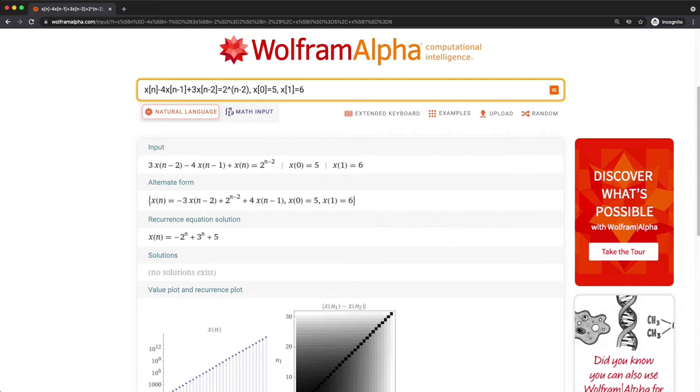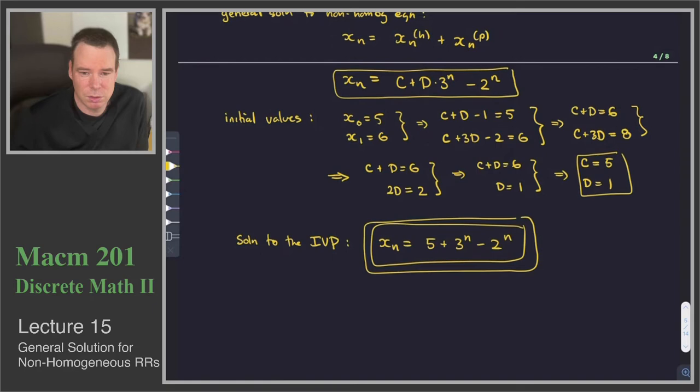In the form that they've written it in, they've listed the particular solution first. That was the negative 2 to the n, and then the homogeneous solution second, 3 to the power of n plus 5. So there's how you could check your solutions to make sure you didn't make any errors. You know, there's no need to have a back of the book, for example, to check your solutions, because you can check your solutions using tools like Wolfram Alpha.